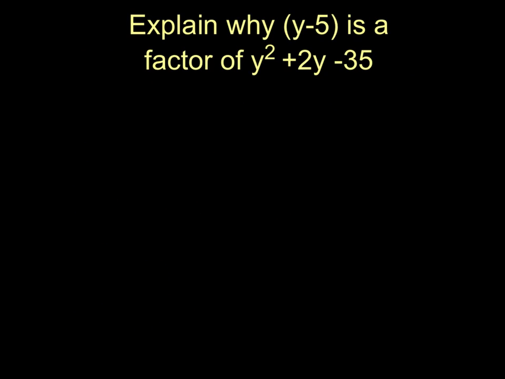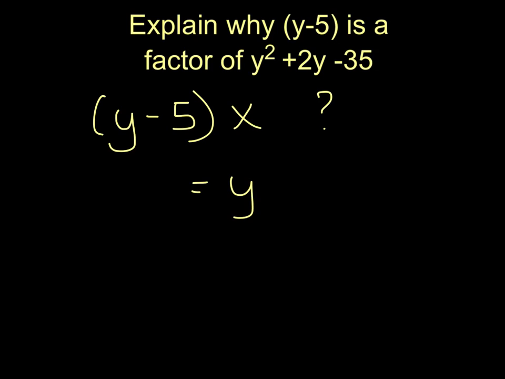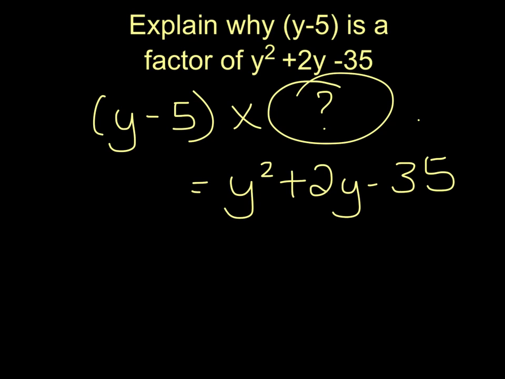Explain why y minus 5 is a factor of y squared add 2y minus 35. Okay, so if this is a factor of y squared add 2y minus 35, then that means that y minus 5 multiplied by something equals y squared add 2y minus 35, and we've got to find out what that something is. Now, because this is a multiplication question, we're going to be using the grid method to work out what we multiplied y minus 5 by.